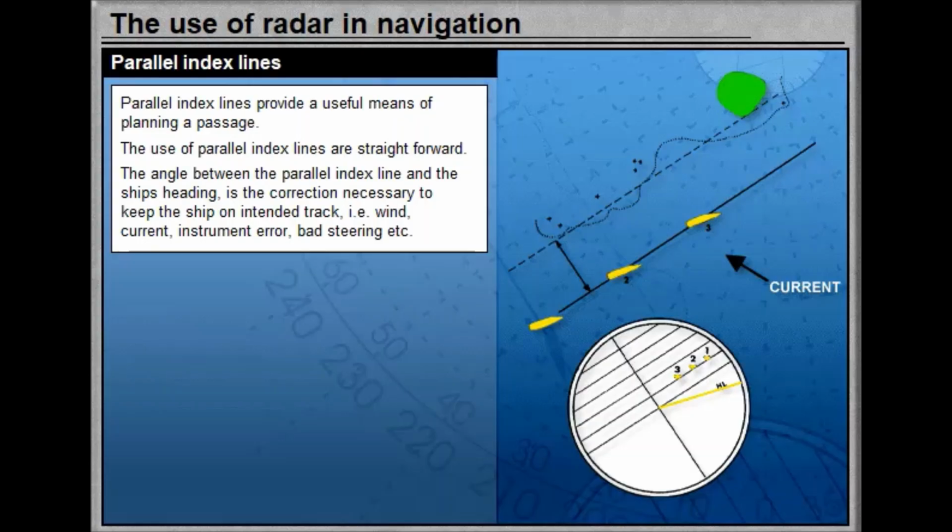This example shows the parallel index lines set to make good a northeasterly course to pass an island to port. The difference between the direction of the heading marker and the parallel index lines is the allowance, which has to be made for the northwesterly current.